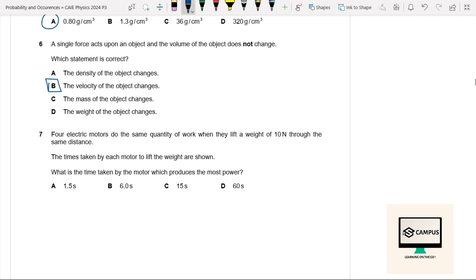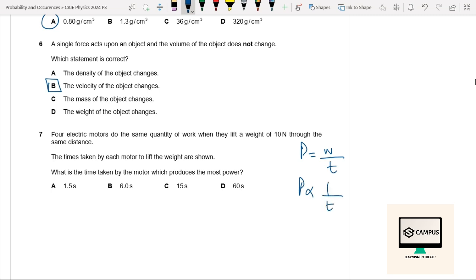Moving on, four electric motors do the same quantity of work when they lift a weight of 10 newtons through the same distance. The time taken by each motor to lift the weight is shown. What is the time taken by the motor which produces the most power? Power is equal to work done per unit time. Since they are doing the same work, work is constant, so power is inversely proportional to the time.